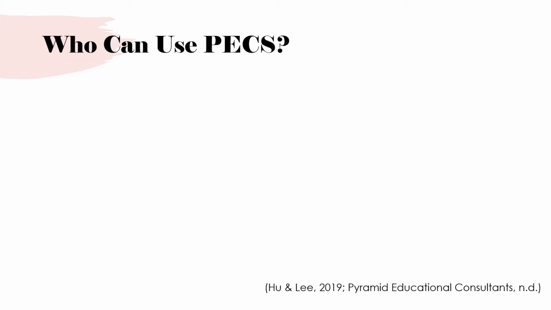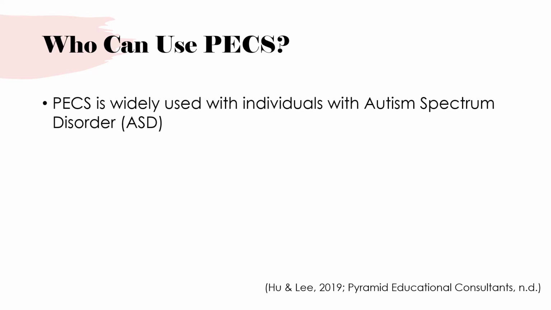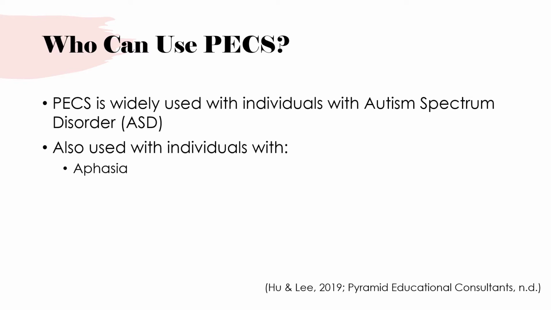Who can use PECS? PECS is widely used with individuals with autism spectrum disorder. PECS is also used with individuals with aphasia. Aphasia is a brain injury that weakens the individual's speech and receptive language. PECS is used with individuals with apraxia. Apraxia is when the brain has difficulty sequencing the phonemes and oral movements. This is not due to muscle weakness.